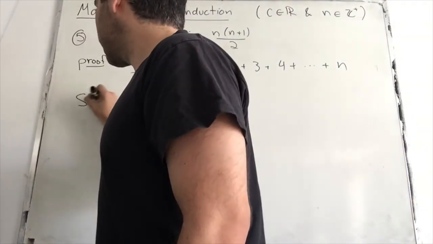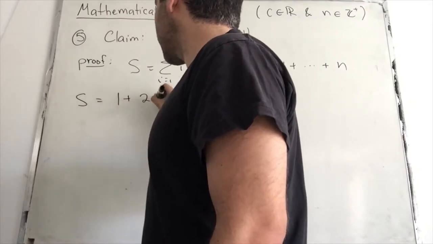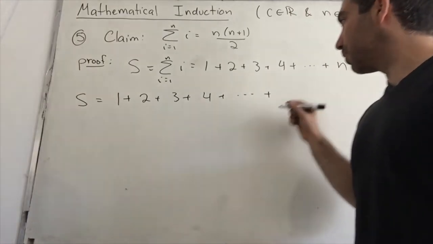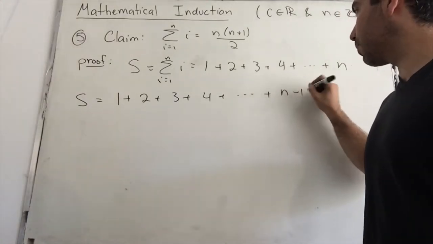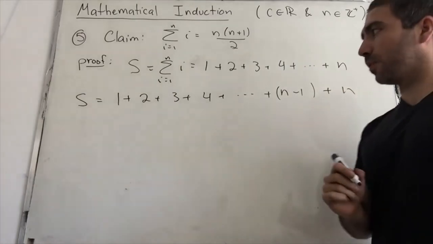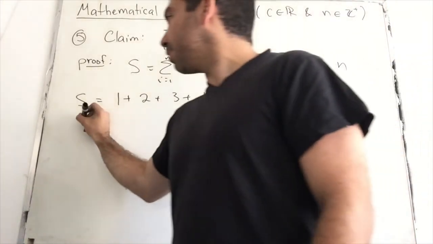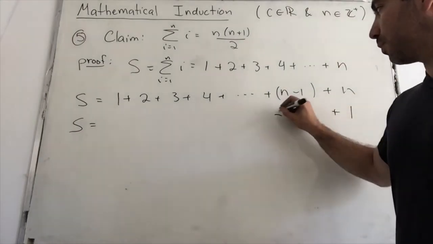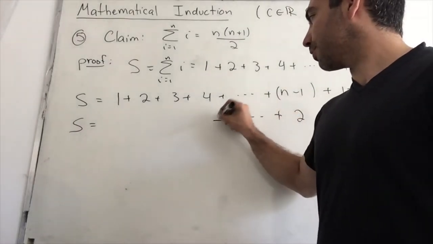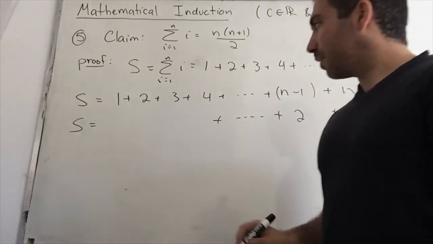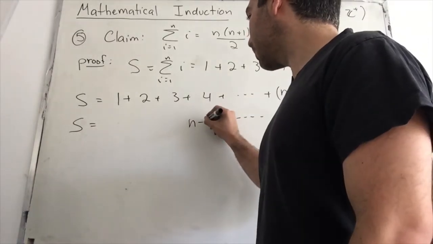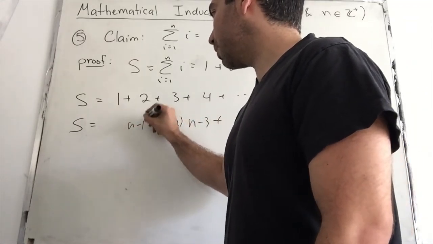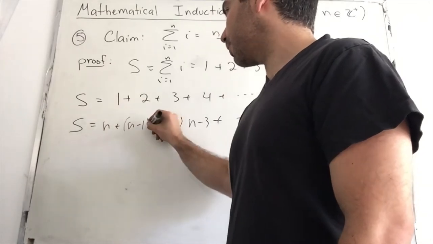We have S is equal to 1 plus 2 plus 3 plus 4 plus dot dot dot. I'm going to write the last maybe two terms: n minus 1, plus n. Okay, and now we're going to write S again, but in the reverse order. So we're going to write here 1 plus 2 plus, this would have been 3, but I'm going to cancel it out. And then we have the last four terms, so we have n minus 3, n minus 2, n minus 1, and n. And we're adding all these guys up.